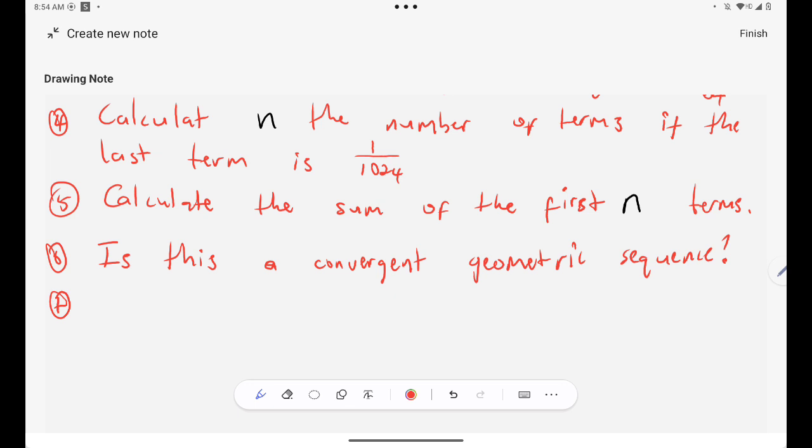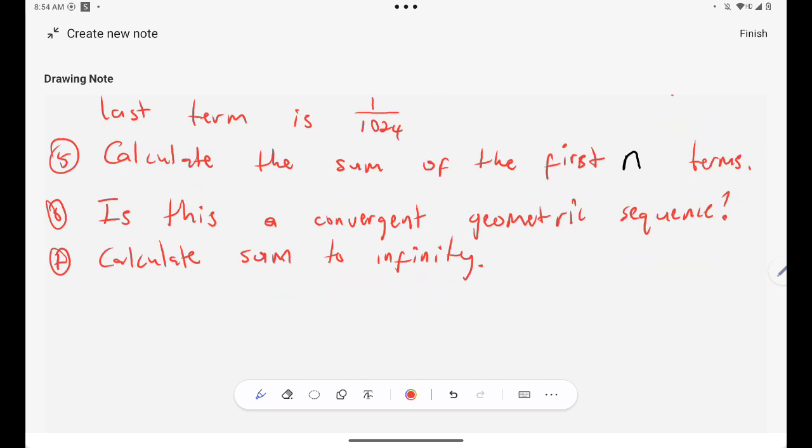Number 7. Calculate sum. Calculate sum to infinity.